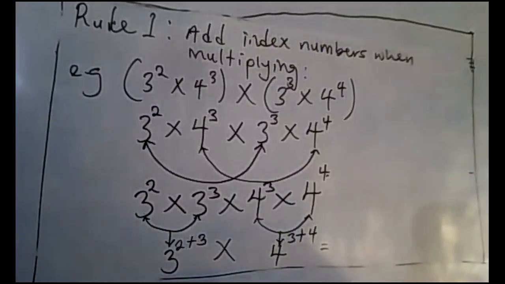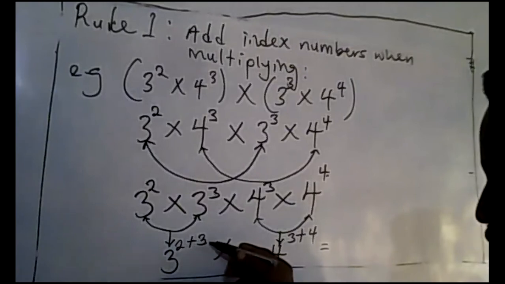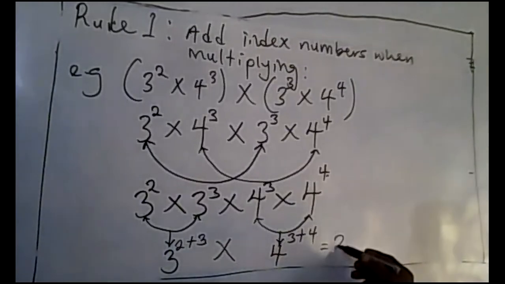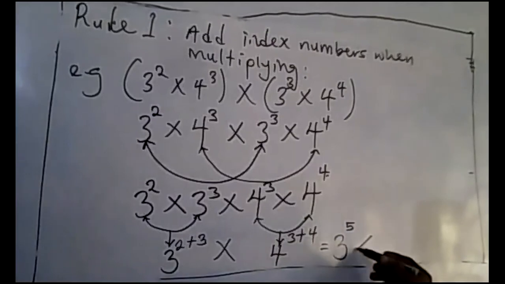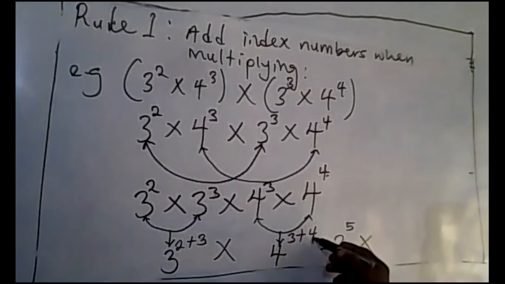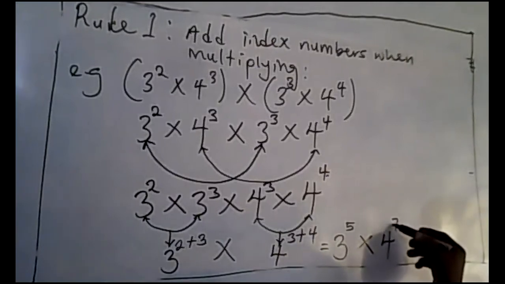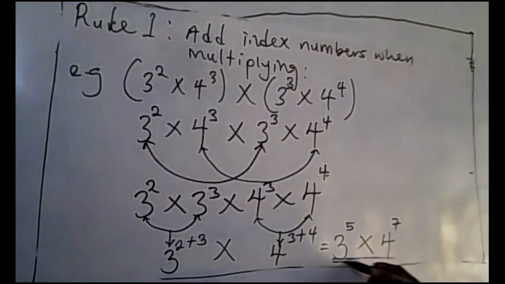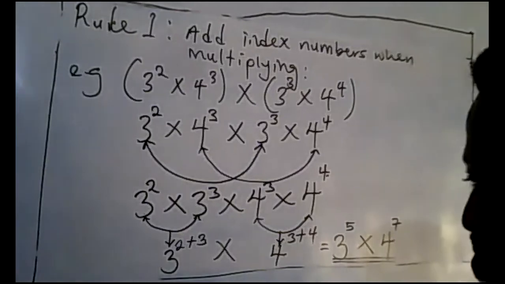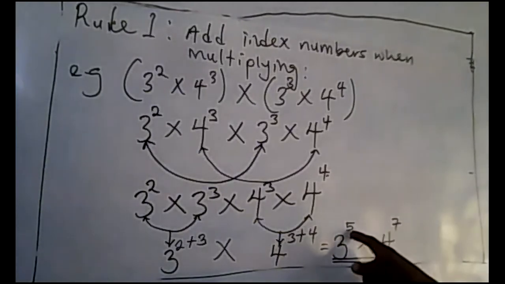So what you're going to have is this. 3 raised to power 2 plus 3 is what? 5. So you have 3 raised to power 5 times, what you're going to have here too is 3 plus 4 is 7, times 4 raised to power 7. So that's your answer.